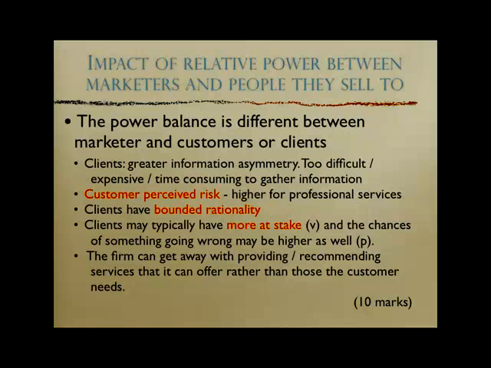When selling to clients, the power balance is more significant because there is greater information asymmetry between the marketeer and the client. This is typically because the marketeer is selling something about which the client may find it too difficult, expensive, or time-consuming to gather information. The client also suffers from bounded rationality. As a result of these differences, customers of professional services may perceive more risk than customers associate with the products or services that they buy.